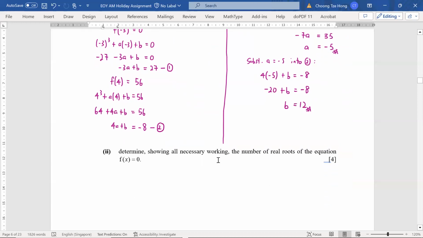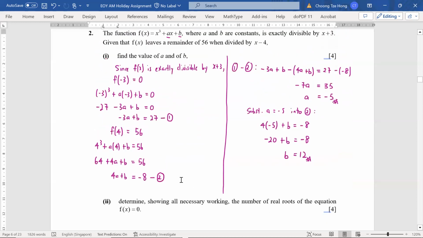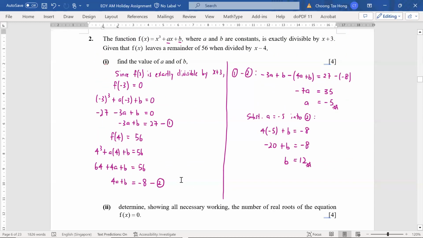Determine, showing all necessary workings, the number of real roots of the equation f(x) equals 0. Okay, so whenever you want to solve f(x) equals 0, you will first need to think about factorizing f(x). Okay, and over here, f(x) is a cubic equation. So now we will need to think about how to solve a cubic equation.